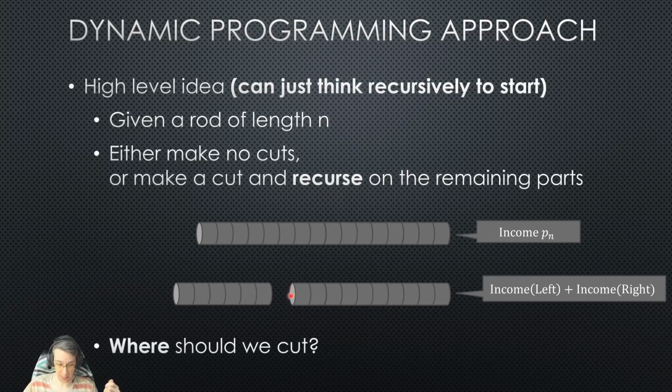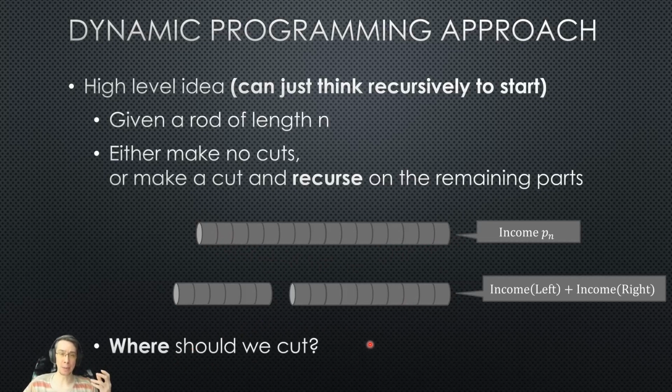So for example, we could cut it here, and then we could recurse on the left half and recurse on the right half. And our recursive calls would be solving for the maximum income that we could get from the left half and the maximum income we could get from the right half, and we could add that up and return it. And we could compare that, the maximum income we can get by doing the best we can with the left half and the best we can with the right half recursively, to the income we can get by selling the entire rod in one go, and we can pick whichever one is better. Now the question is, where should we cut in order to maximize our income?